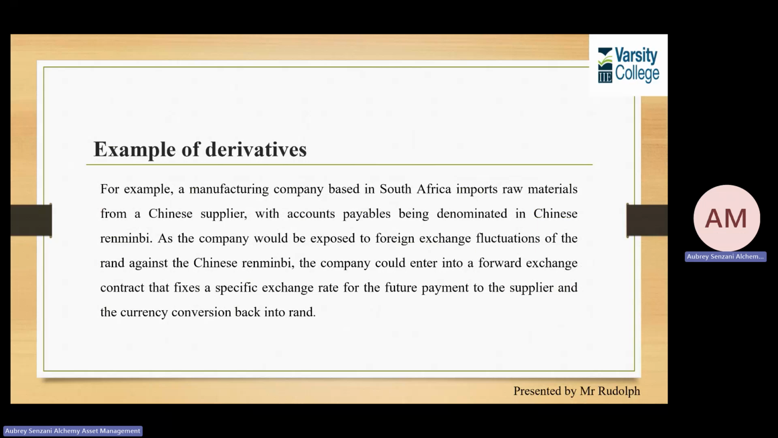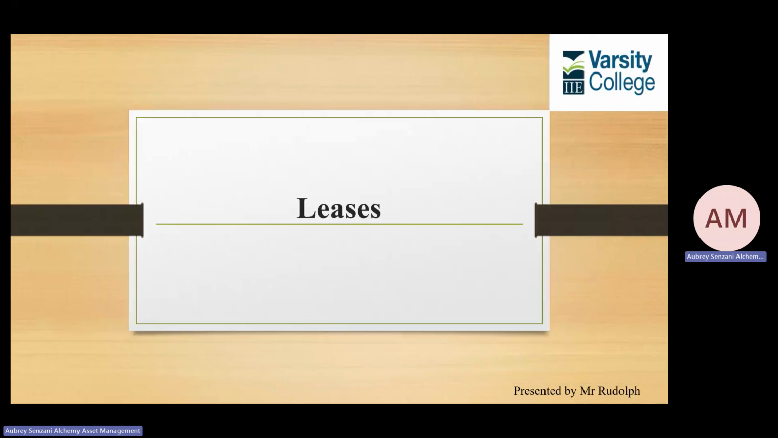Okay, so how do you then safeguard yourself against that? You can enter into a forward exchange contract. Okay, and a forward is a derivative. Okay, remember we said derivatives are used to manage risk. What risk are we managing here? Currency risk, exchange rate exposure. Okay, right. So they're now giving you an example of where a derivative would be used. Okay, but we'll talk more about that later on. And I think as we do exercises, it will make more sense.